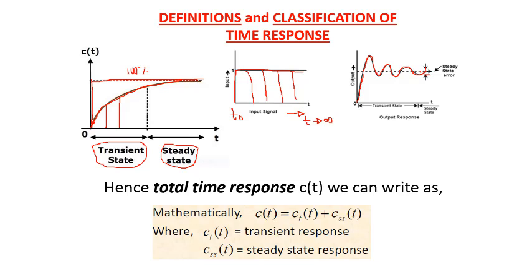And this band, from where we accept the steady state error, we call the transient response. This is a step input and this is the output response. As we have already told, the total response is mathematically given as c(t) equal to c_t(t) plus c_ss(t).